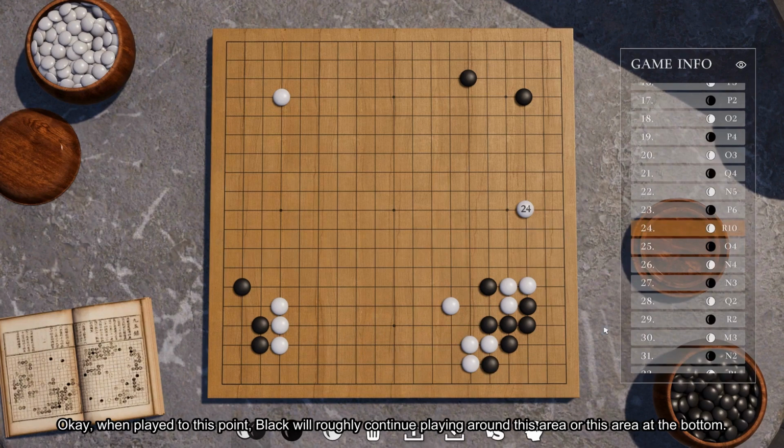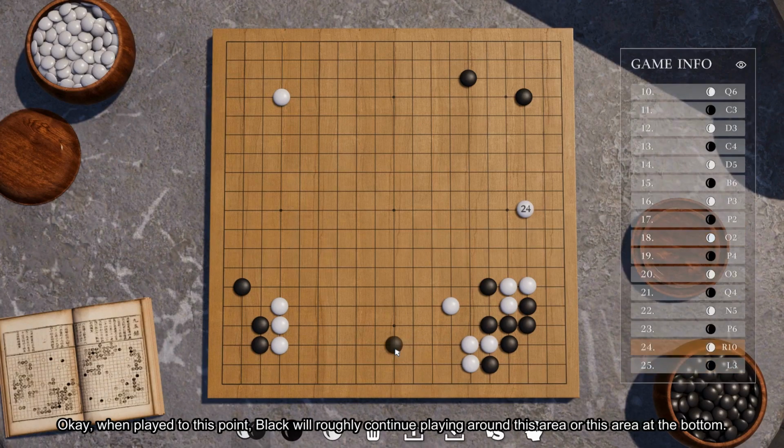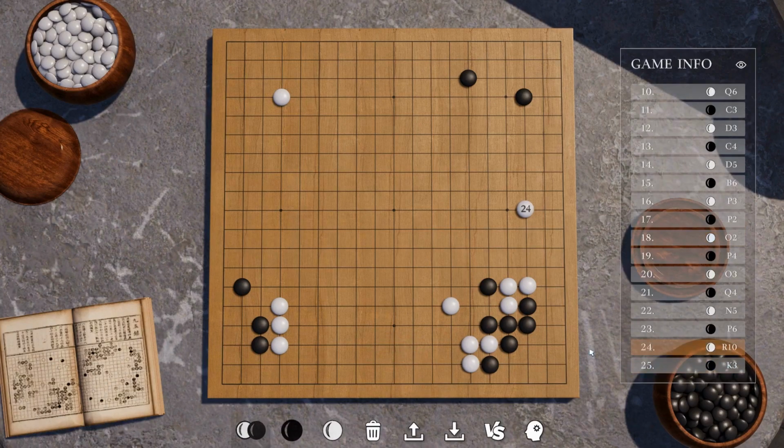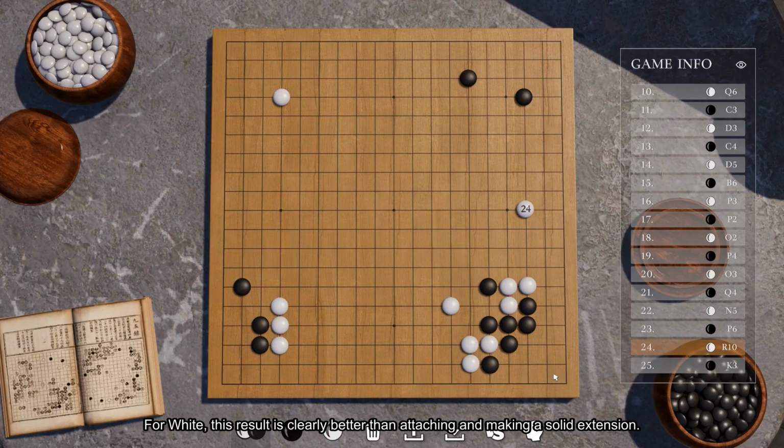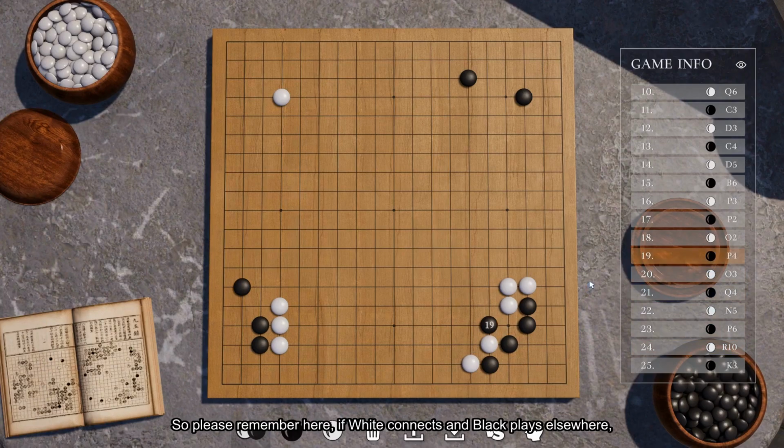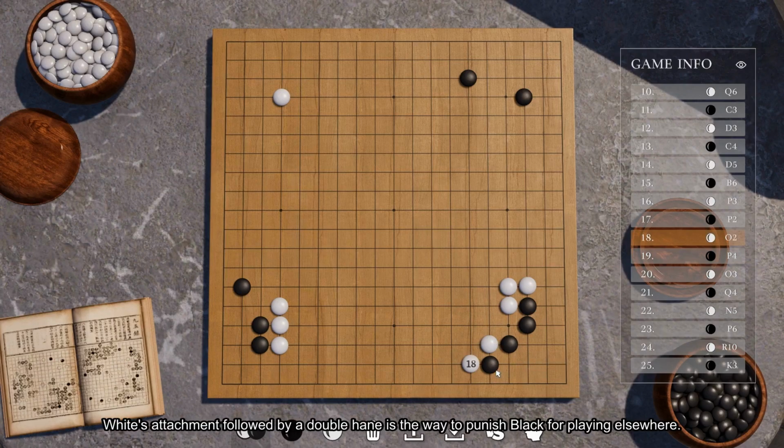Okay, when played to this point, black will roughly continue playing around this area or this area at the bottom. For white, this result is clearly better than attaching and making a solid extension. So please remember here, if white connects and black plays elsewhere, white's attachment followed by a double hang is the way to punish black for playing elsewhere.